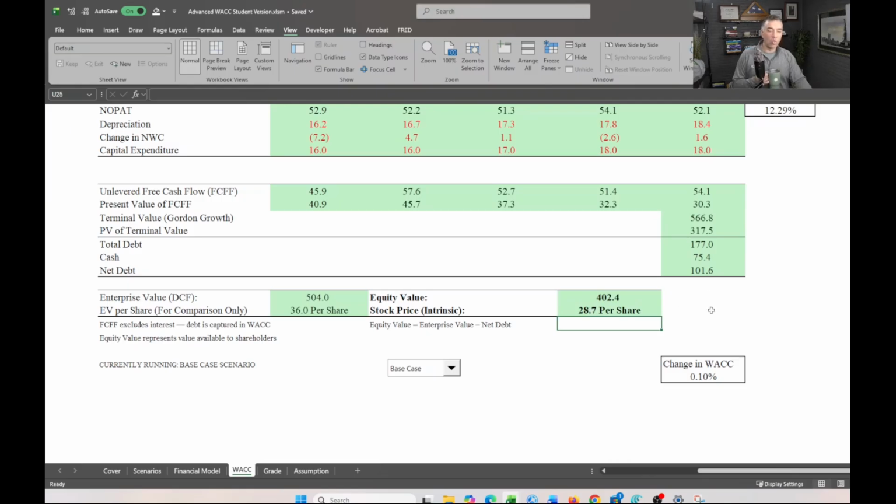So we're valuing the company at 28.7. The market rate for this company is 26. So it might be a good deal. The market rate is below what we're valuing it, so it's an undervalued company. It might be something we want to invest in.